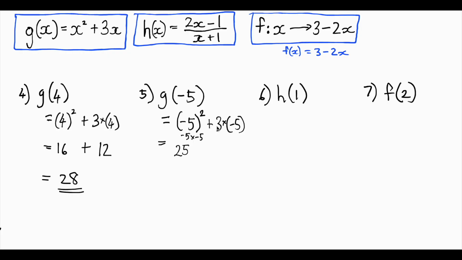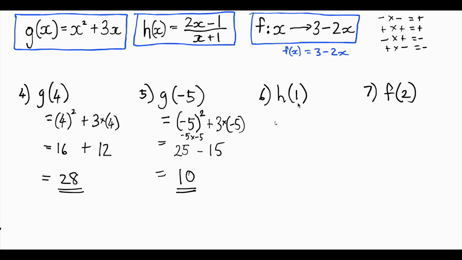Now we have here positive 3 times negative 5. A positive times a negative is a negative, so that would be negative 15. It's important to remember this. A negative times a negative is a positive, a positive times a positive is a positive, a negative times a positive is a negative, a positive times a negative is a negative. The same applies for division. So a negative divided by a negative is a positive, and so forth. So 25 take away 15 is essentially 10.